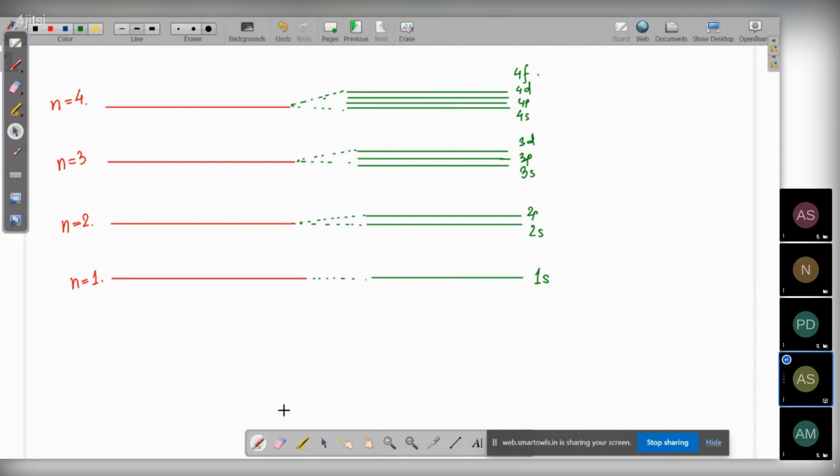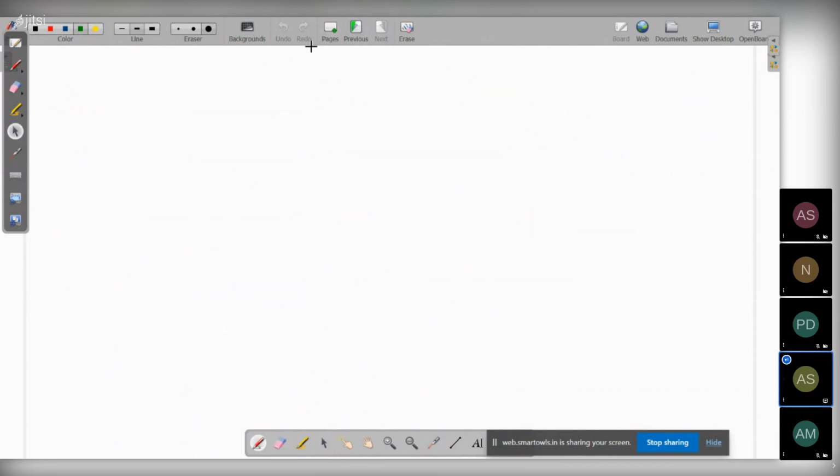Now we'll come on to the magnetic quantum number. Now let's move on to the magnetic quantum number denoted by m. Number 3 is our magnetic quantum number, denoted by m. Okay. So now what does the m tell? What knowledge can you get from this m?